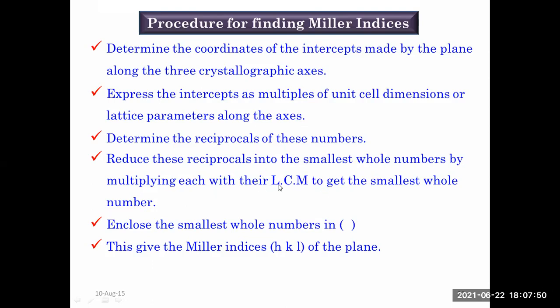When you multiply the reciprocals with their LCM, we get the smallest whole numbers, and whatever simplified values we get should be enclosed in parentheses. This gives the Miller indices hkl of the plane. So whatever values I get, I represent them as hkl. Whatever numbers you get, those values are denoted as hkl of the plane.